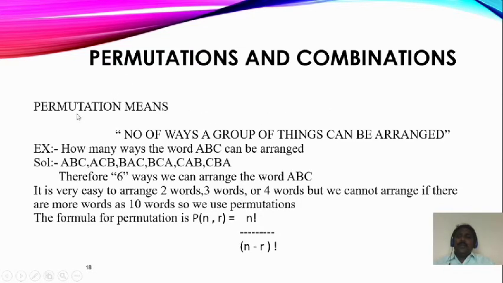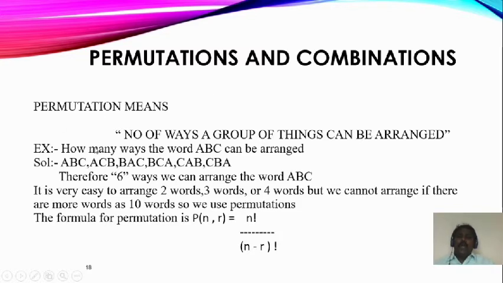In simple words we can describe permutation like this. If anyone asks what the definition of a permutation is, then simply we can say that permutation means the number of ways a group of things can be arranged. That means how many ways a group of things can be arranged is simply called a permutation.